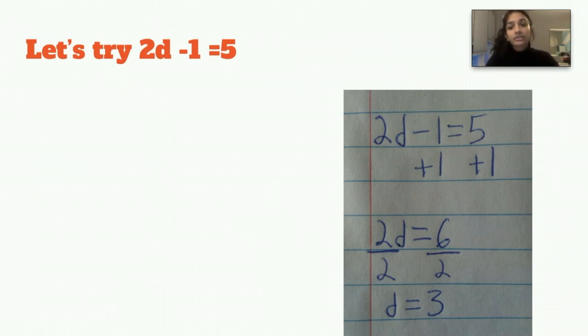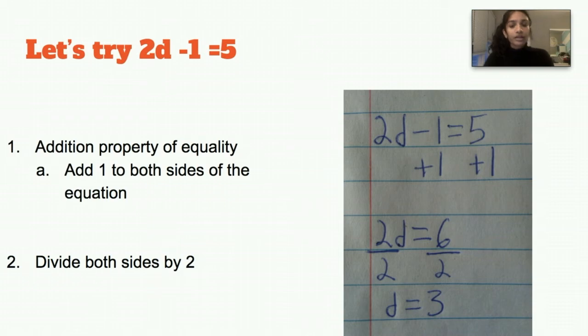Our first step is to use the addition property of equality. We're going to add 1 to both sides of the equation. We do that over there. And we have 2d is equal to 6. Then we divide both sides by 2. We have 2d divided by 2, d, equals 6 divided by 2, 3. So d is equal to 3.